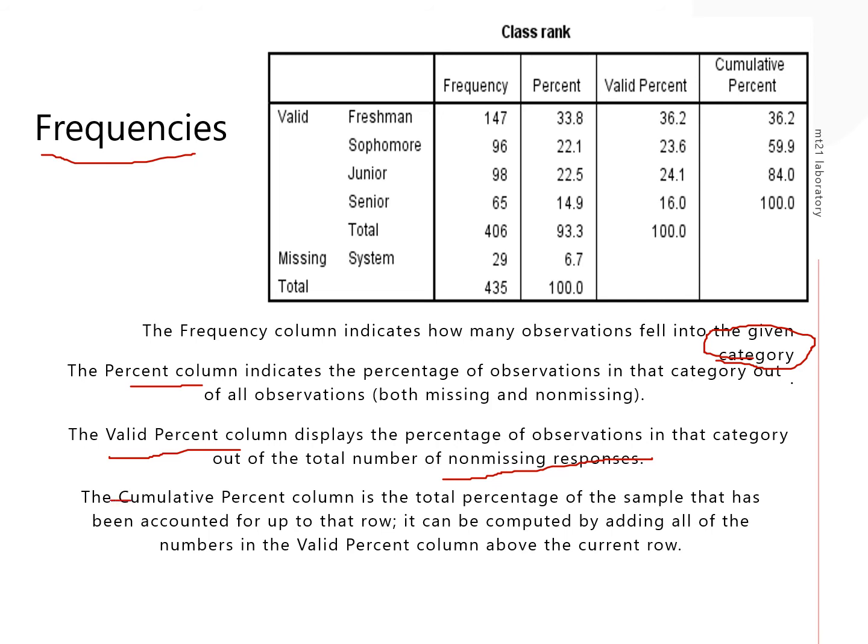And for the cumulative percent column, it's the total percentage of the sample that has been accounted for up to the row. So it can be computed, guys, by adding all the numbers in the valid percent column above the row.